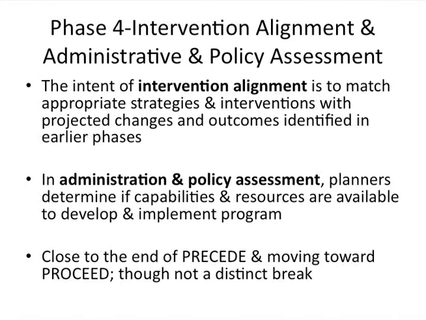Phase 4 is comprised of 2 parts: intervention alignment, and administrative and policy assessment. The intent of intervention alignment is to match appropriate strategies and interventions with projected changes in outcome identified in earlier phases. It is between phases 4 and 5 that the PRECEDE assessment portion of the model ends and PROCEED implementation and evaluation begins. However, there is not a distinct break between the 2 phases. They really run together and planners can move back and forth between them.